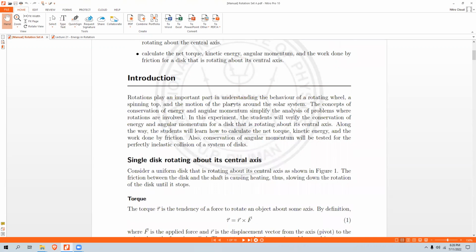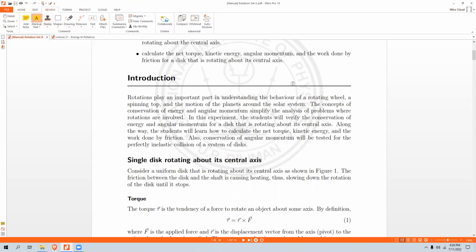So let's have a short introduction. Rotations play an important part in understanding the behavior of systems like rotating wheels, spinning tops, or the motion of planets around the solar system. The concepts of conservation of energy and angular momentum are greatly beneficial to determining the quantities of motion associated with rotation. So the goal of this experiment is that you will verify these conservation laws and related quantities by analyzing motion related to rotation.